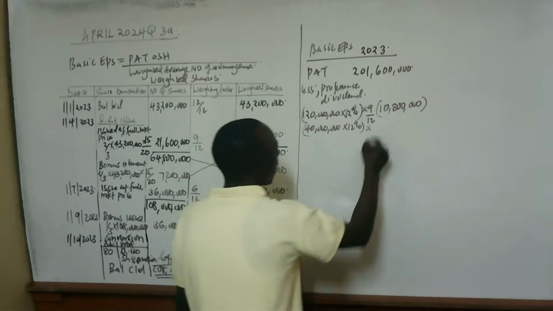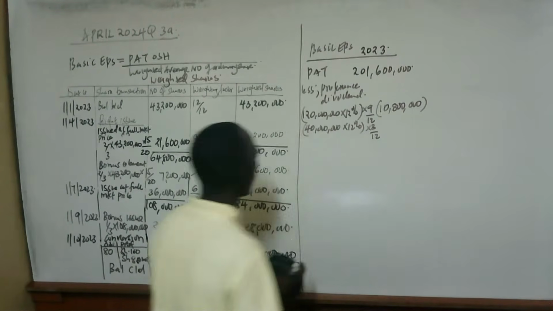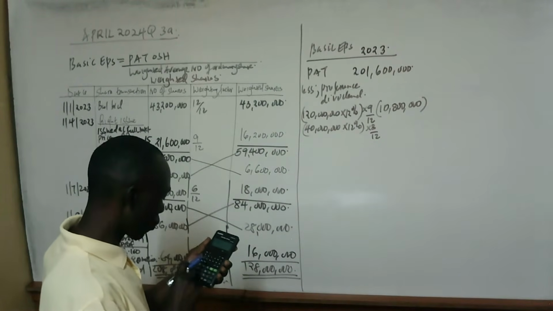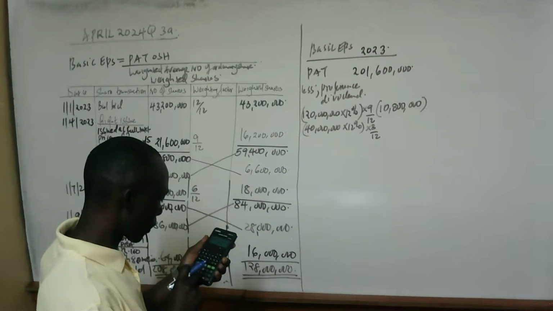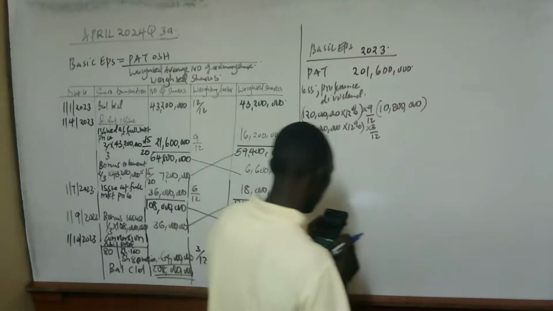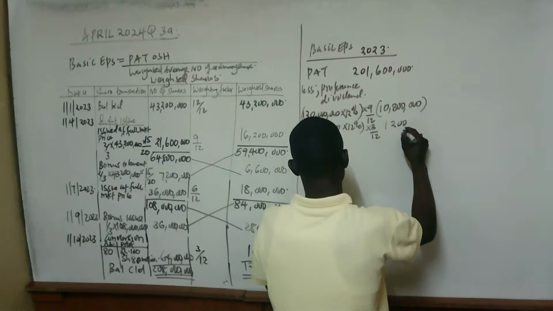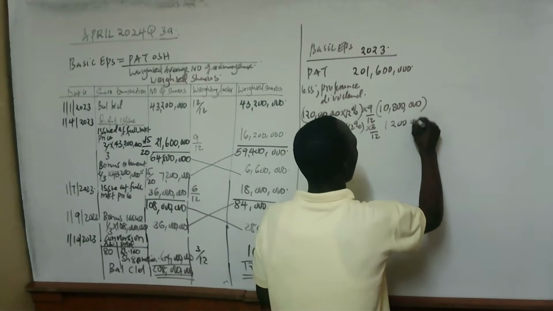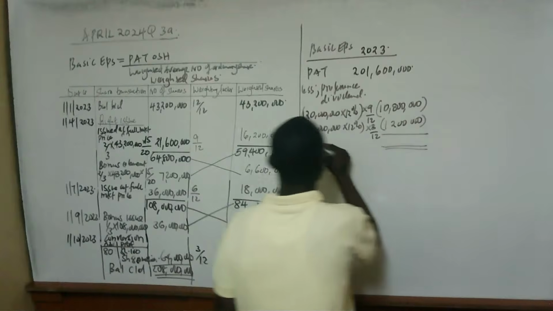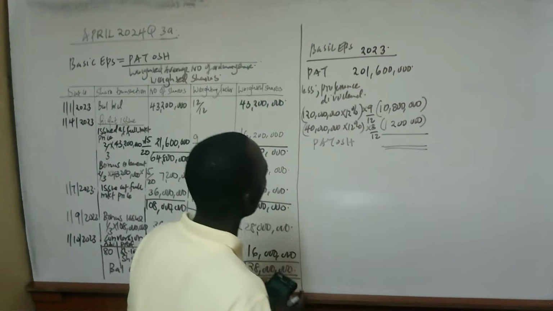Then we multiply by a period of 3 out of 12. So therefore, how much are we going to have? It is 40 million times 0.12, then times 3 out of 12 in this case. And therefore, we are going to have an amount of 1.2 million. And therefore, our profit attributable to ordinary shareholders is going to be an amount of how much?